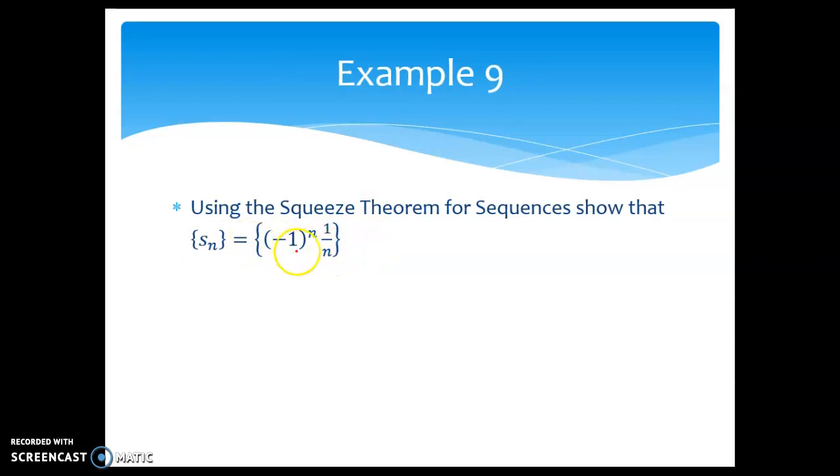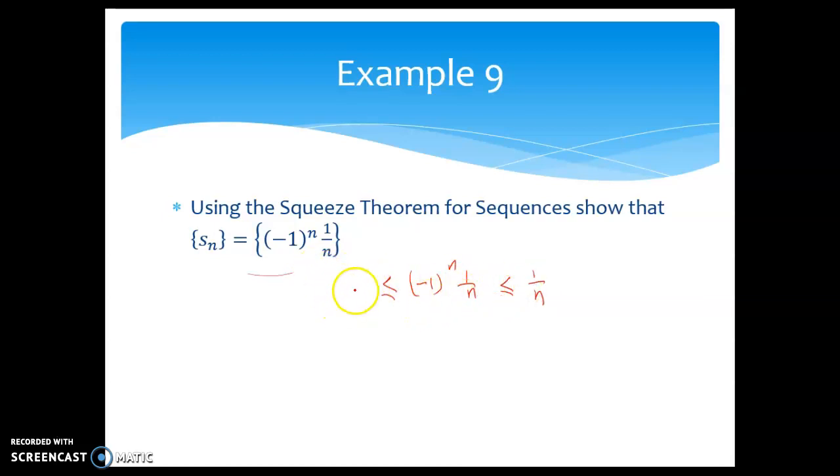So right now we want to use the squeeze theorem to evaluate the limit of this sequence. So here I have -1 raised to the power of n over n. The hardest part usually in a squeeze theorem is to come up with the function that will bind your function, or will sandwich your function. Right now this is easy for this type of function. Sometimes it could be hard.